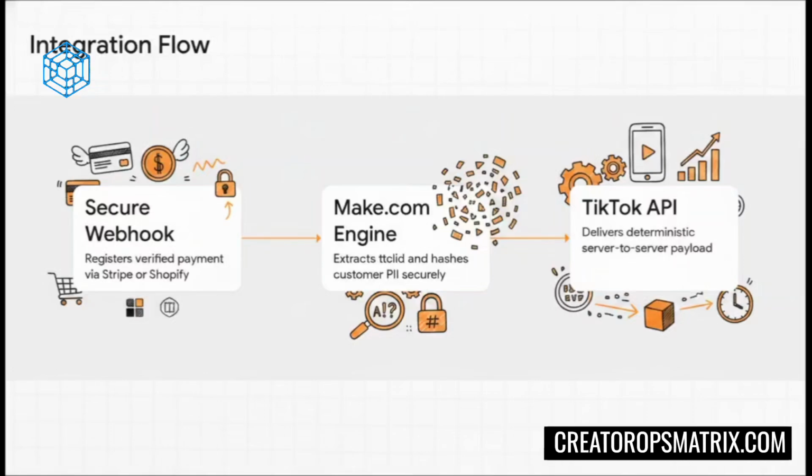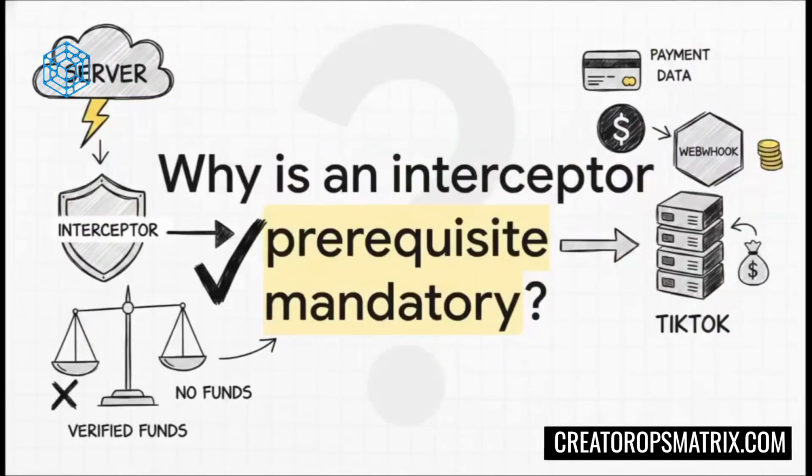No fluff, no inflated view-throughs. So, why is this specific interceptor workflow completely non-negotiable? Well, fundamentally, before you can successfully hit the TikTok backend with a conversion event, you need a mechanism to catch the raw payment data in real time. A Make.com Stripe webhook basically acts as your definitive source of truth. If the payment processor didn't verify the funds, the event doesn't get sent, period.